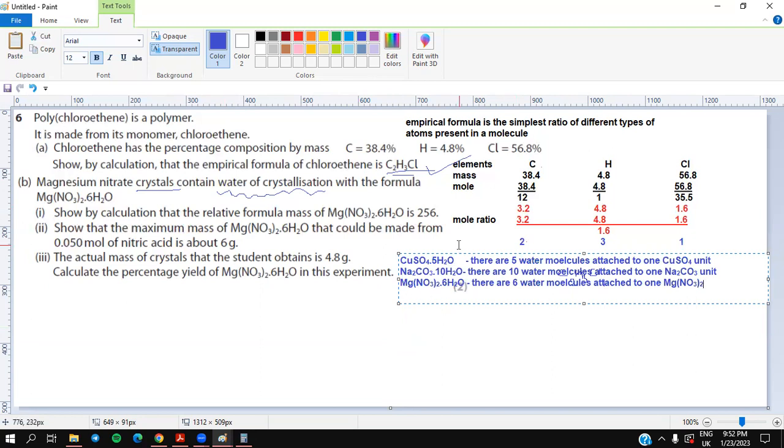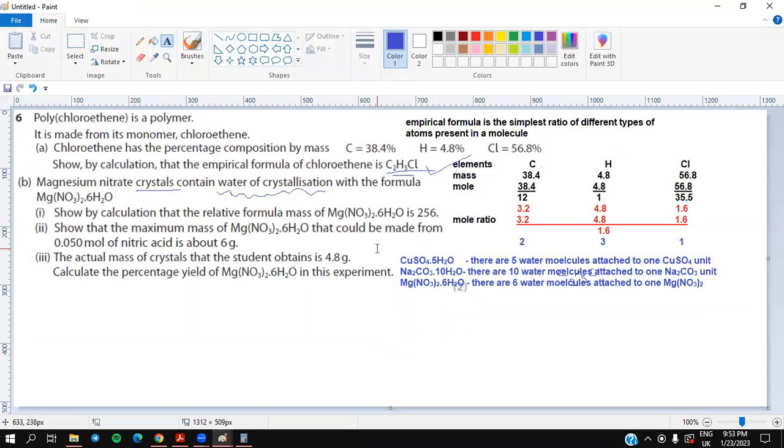Even though I explained this to you, the first question is something very simple. Show by calculation that the relative formula mass of magnesium nitrate dot 6H2O is 256. Now see, this question is also made easy for you. How? The question is giving you the answer. We can simply do the calculation and see whether we can get this.